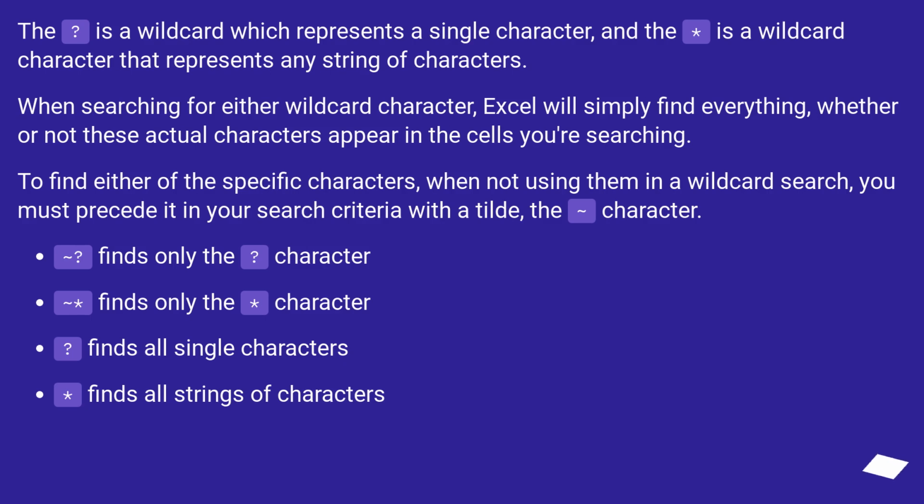The question mark is a wildcard which represents a single character, and the asterisk is a wildcard character that represents any string of characters. When searching for either wildcard character, Excel will simply find everything, whether or not these actual characters appear in the cells you're searching. To find either of the specific characters, when not using them in a wildcard search, you must precede it in your search criteria with a tilde, the ~ character.